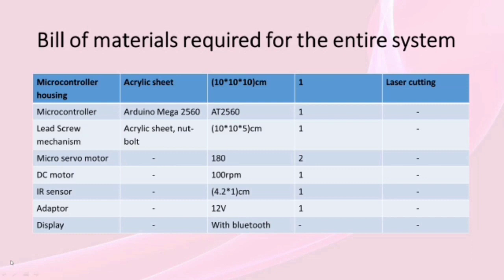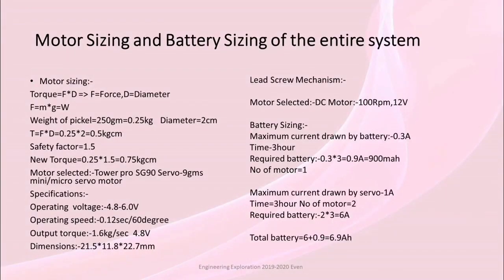One DC motor of 100 rpm is required, and one IR sensor of 4.2 x 1 cm is required. One 12 volt adapter is required, and the display is done using Bluetooth. Next, we will see about motor sizing and battery sizing of the entire system.